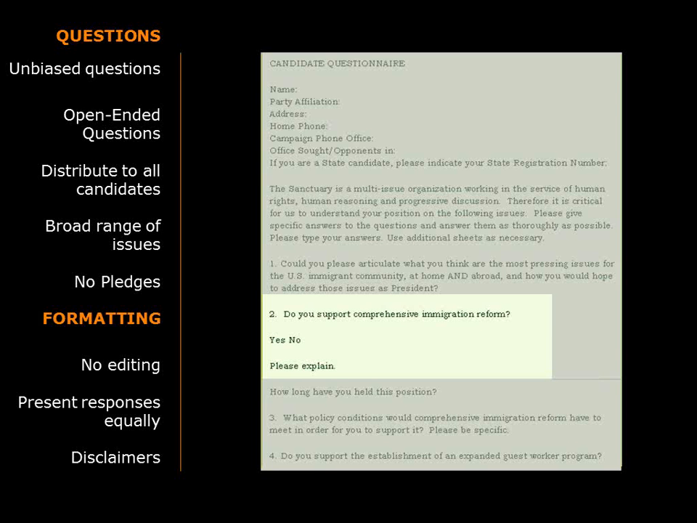A 501c3, again, in my previous example, could not ask a candidate to take a pledge. Take this pledge that you will sign the Violence Against Women Act. That would be improper for a 501c3. Additionally, you want the questionnaire to cover a broad range of issues. And again, this is one of those areas that we discussed earlier when we were going through the various nonprofit organizations, political organizations, 501c4 organizations, 501c5 public trade unions, excuse me.